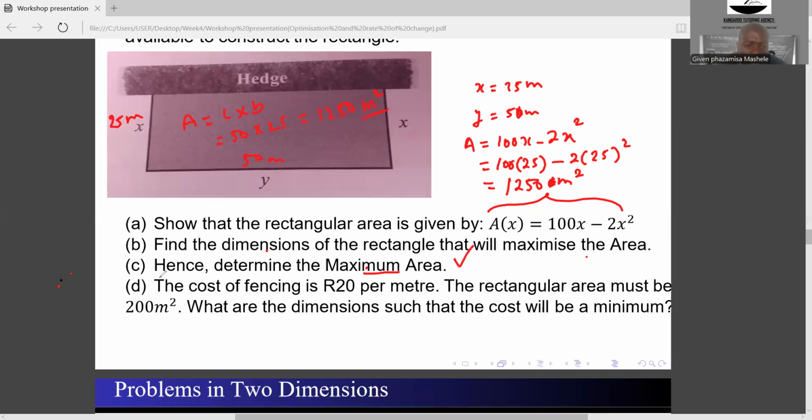Then again, they said the cost of fencing is 20 rand per meter. And the rectangular area must be 200 meters squared. So what is the question? What are the dimensions such that the cost will be minimal? Here we want to minimize the cost. We do not want to minimize the area. We want to minimize the cost. So let's write the information here.